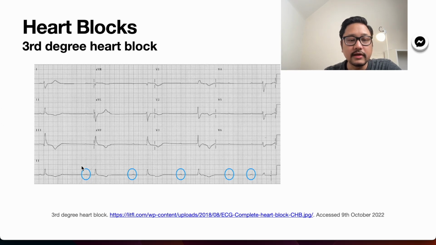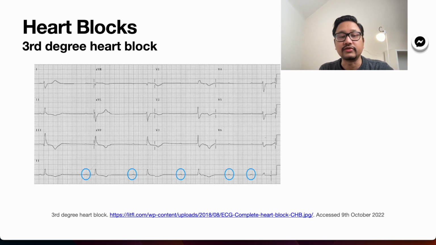So what you can see here is that when you disconnect the SA node from the AV node or bundle of His, you just cut that connection. The SA node will continue to generate the impulse, which is not conducting. So the ventricles will automatically try to beat on their own at a rate of less than 40 beats per minute. That kind of heartbeat is not sufficient to pump blood well to the brain. So for this kind of scenario, patients do lose consciousness.